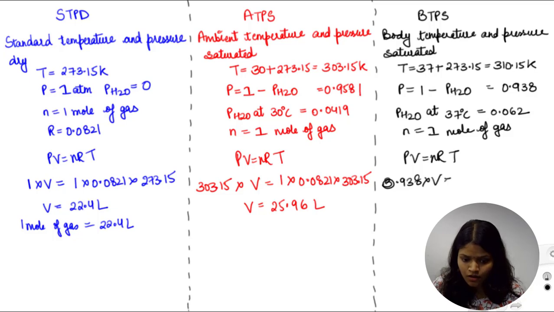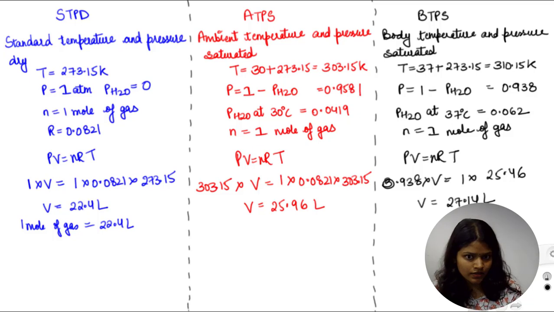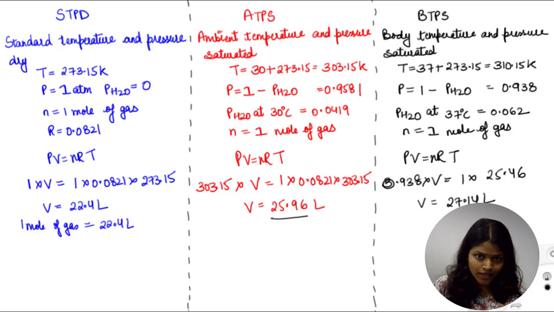0.938 into volume, 1 into the multiplication of this will come as 25.46. So what you get is 27.14 liters. So as the temperature is increasing and the pressure is decreasing, you can see that there is expansion of the volume of the gas. So there is basically an increase in the volume of the gas.